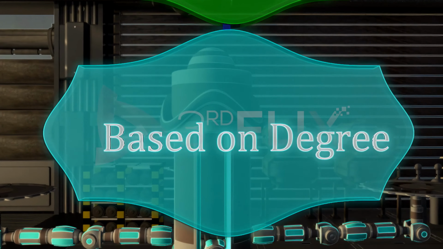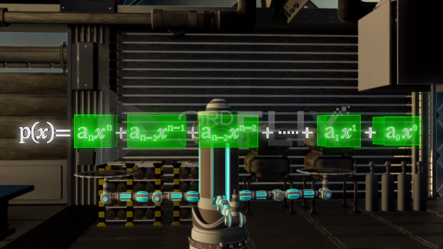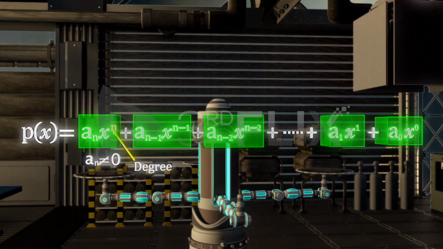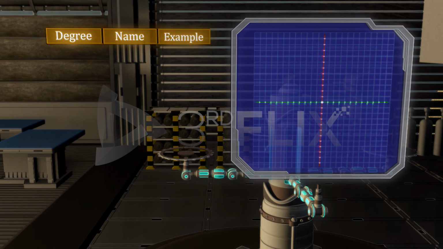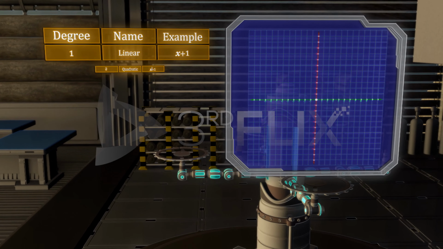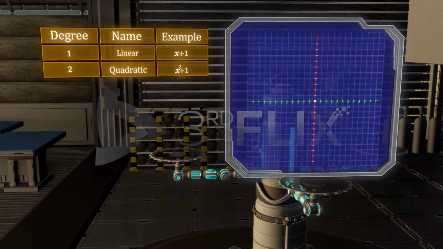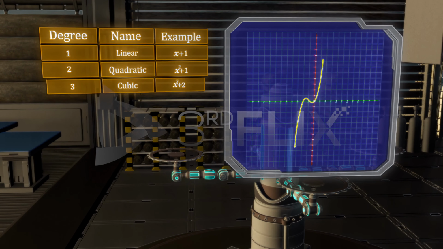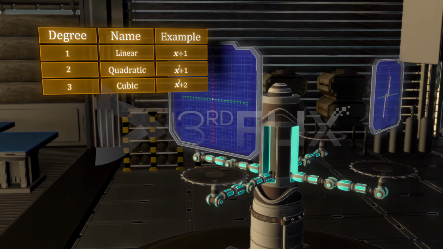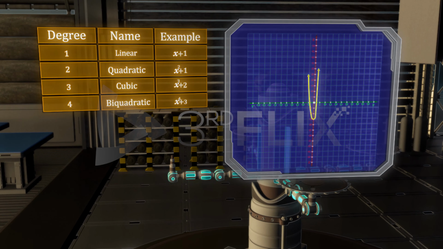Polynomials classified by degree. The highest power of the variable in a polynomial is called the degree of the polynomial. A polynomial of degree 0 is called constant. A polynomial of degree 1 is called a linear polynomial. A polynomial of degree 2 is called a quadratic polynomial. A polynomial of degree 3 is called a cubic polynomial. A polynomial of degree 4 is called a biquadratic polynomial.